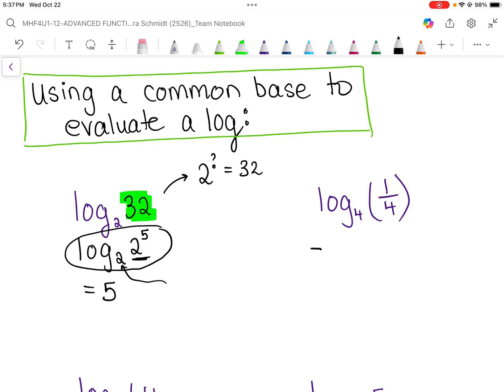Okay, this one, log base 4 of 1 over 4. What does that equal? Well, I know that with my knowledge of negative exponents, I can actually write this 1/4 as 4 to the power of negative 1, because I know that 4 to the power of negative 1 is equal to 1 over 4. And now I can get my answer as just negative 1. Or you can just think about it as, if you were to write it in exponential form, 4 to the power of what is equal to 1/4. So it has to be negative 1.